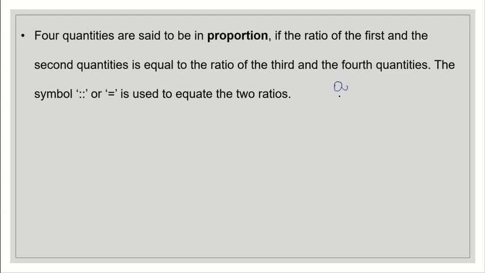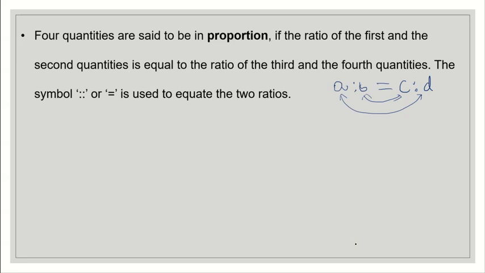Normally if the ratio A is to B is equal to C is to D, then we say the quantities A, B, C and D are in proportion. And a very important formula there we got: product of means is equal to the product of extremes. While preparing for your entrance exam you learned this, product of means is equal to the product of extremes.